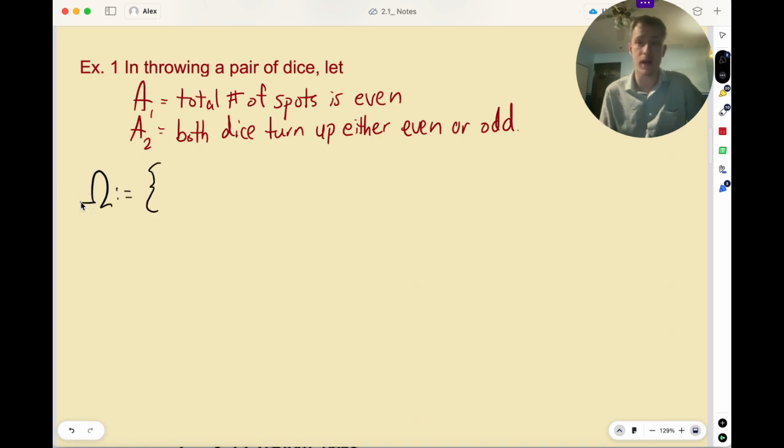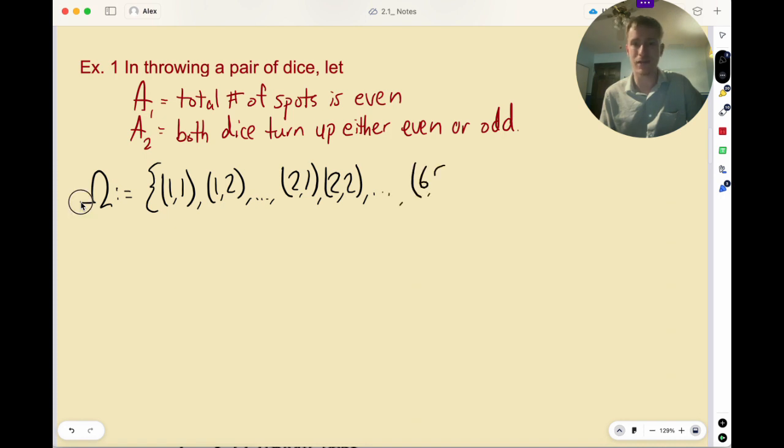all elementary events. Well, what is an elementary event? When you throw a pair of dice, probably the simplest example would be getting a 1 and a 1, or getting a 1 and a 2. This could go on all the way until you get a 1 and a 6. Then you could get a 2 and a 1, a 2 and a 2, and so on, all the way until you get a 6 and a 5, and a 6 and a 6.